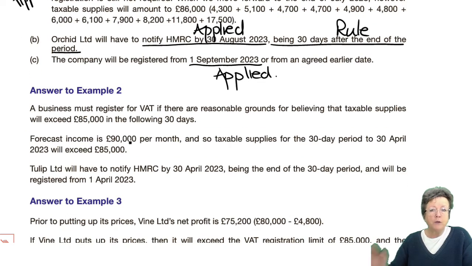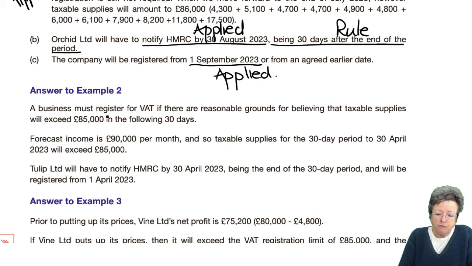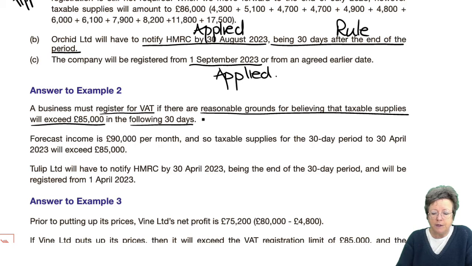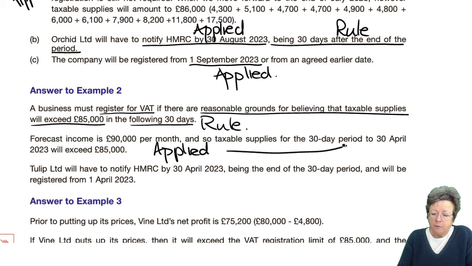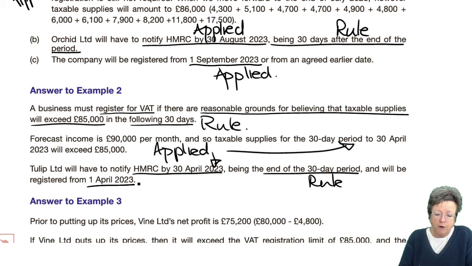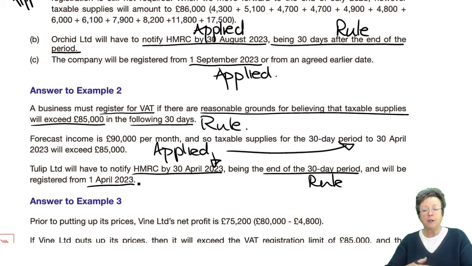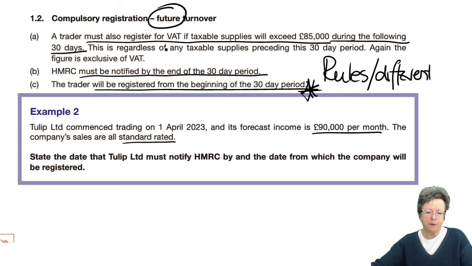Okay, again, always write down the rule if there is one. They must register if there are reasonable grounds for believing that taxable supplies will exceed the limit in the following 30 days. That is the rule. You've then applied it and given them a date. So they must notify by the end of that 30-day period. So that's the rule, that's the application. And they'll be registered from the beginning of that period of time to include all of those extra orders that might be coming along.